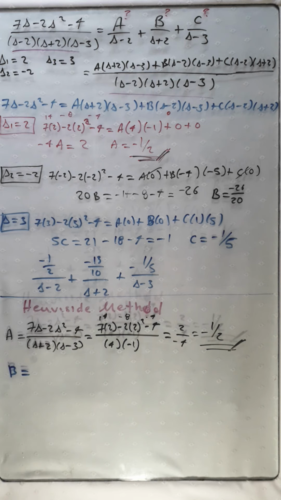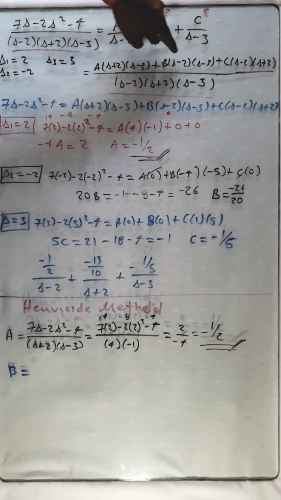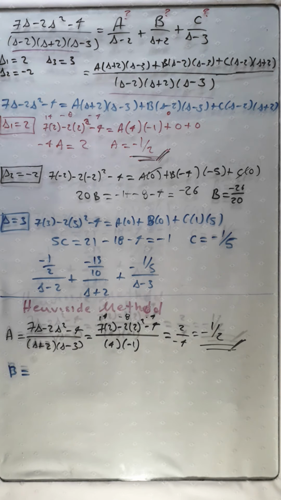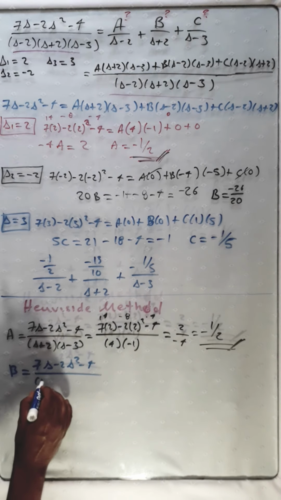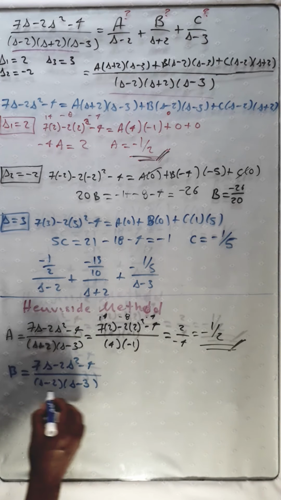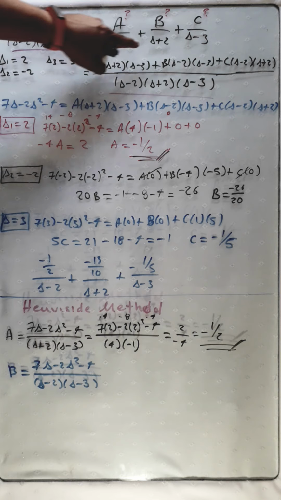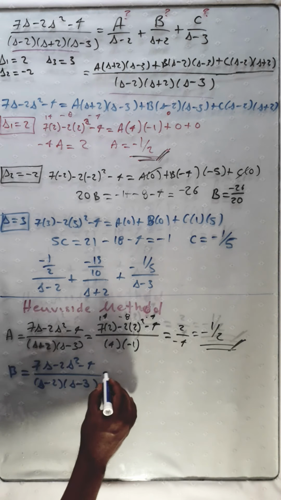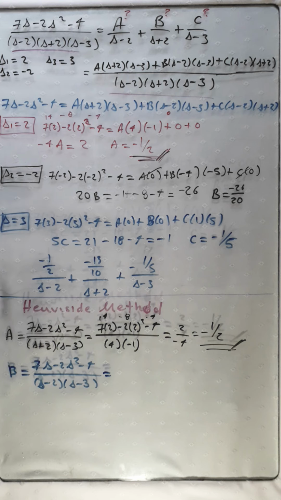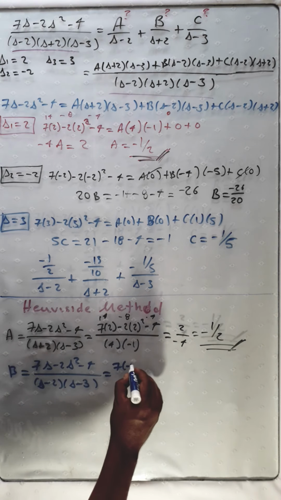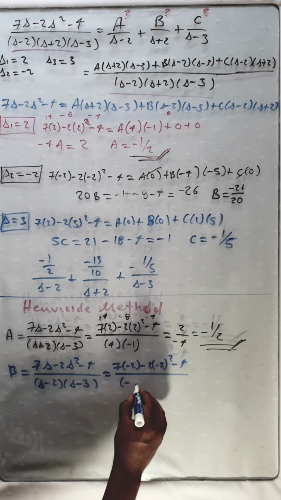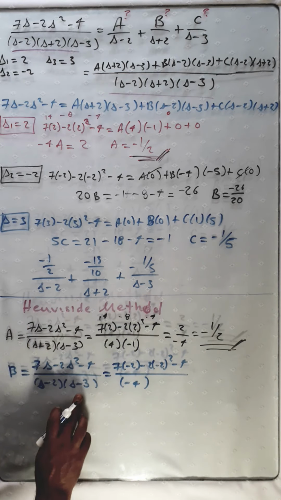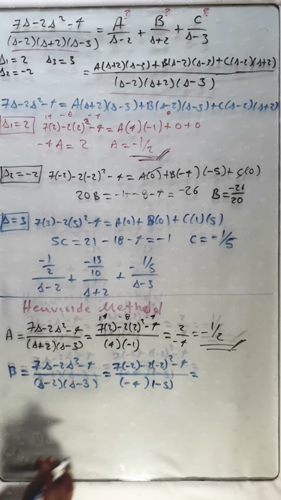Now, the next value, the value of b. For the value of b, as you can see, b is divided by s plus 2. So on this fraction, you cancel s plus 2, or you just remove it. 7s minus 2s squared minus 4 divided by s minus 2 and s minus 3. As you can see, you just remove the s plus 2. And then you replace the value of s equal to minus 2, which is the root. So it's going to be 7 times minus 2 minus 2 times minus 2 squared minus 4 divided by minus 4 here because it's minus 2 minus 2, and then minus 5.